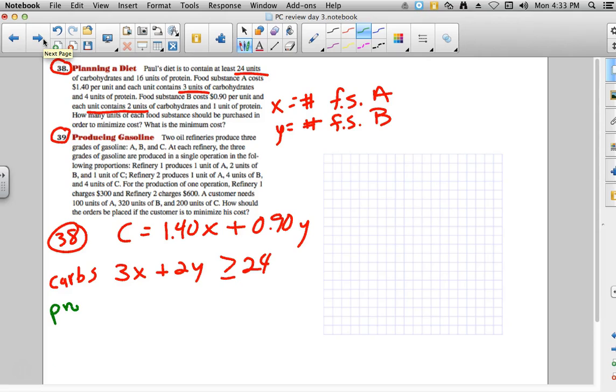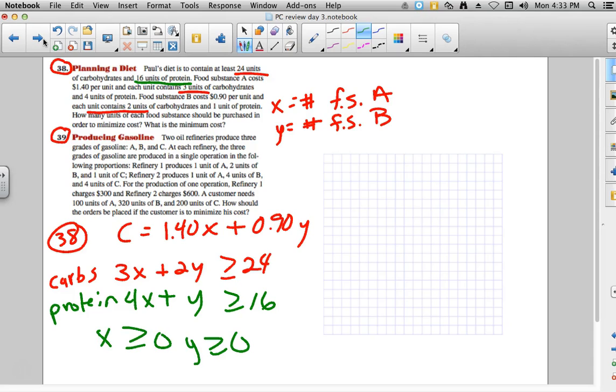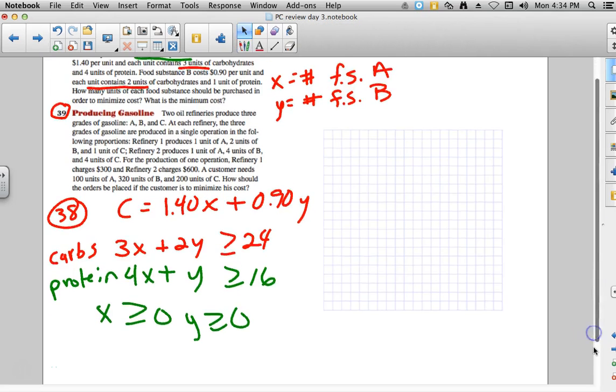Now I need the other thing about protein because as I was reading through there, I noticed there's another total of protein. 16 units of protein, so greater than or equal to 16. Says food substance A contains 4 units of protein. Food substance B contains 1 unit of protein, like so. How many units of each food substance should be purchased in order to minimize cost? All right, well, you can only have a positive amount. So we're going to have X be greater than or equal to 0 and Y be greater than or equal to 0. All right, we need to figure out where to graph this stuff. So in the red, let's find our zeros.